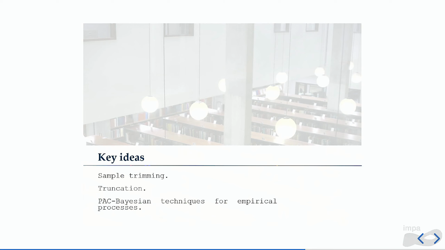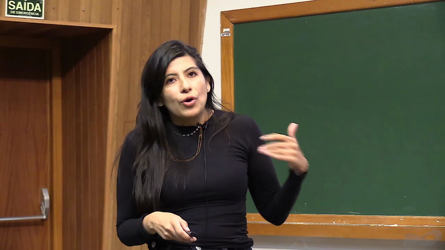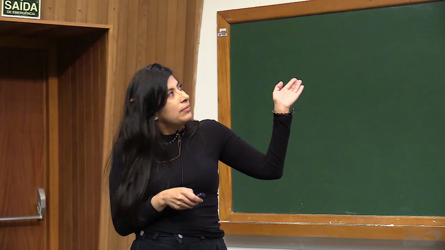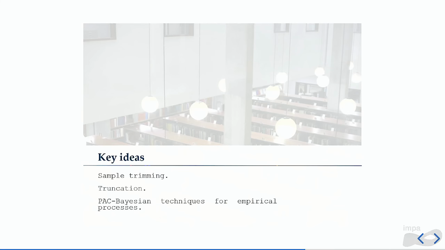So what are the key ideas of the proof? We're going to consider a trimmed mean estimator. The fundamental problem in higher dimension is that there is not a definition of a median of means or a trimmed mean estimator that works as in the case of the real line. So we're going to base on a trimmed mean estimator, and then we're going to show that actually the trimming process can be approximated by a truncated process. And then we're going to use back-Bayesian techniques to control this truncated empirical process.